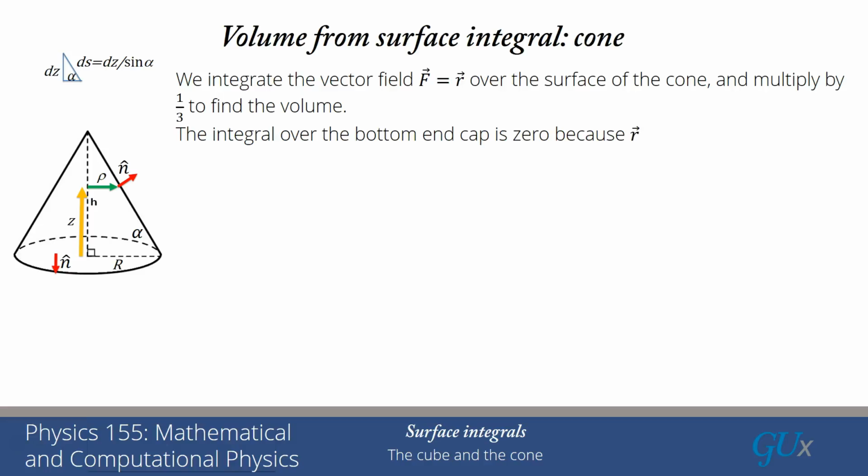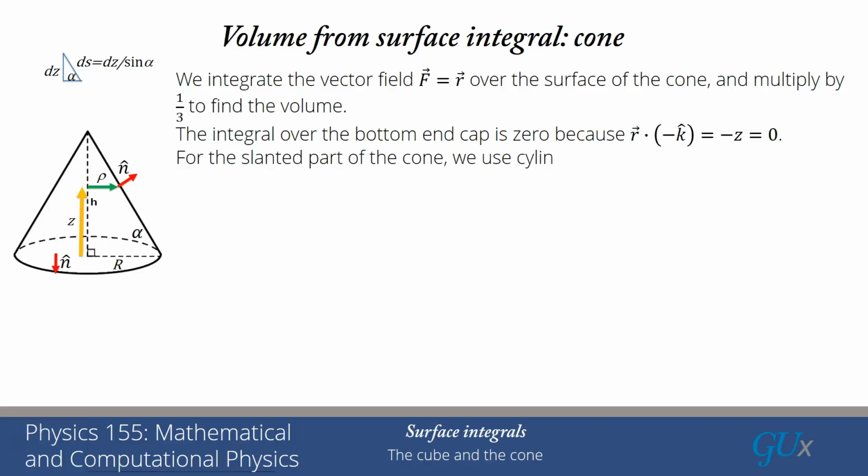So let's focus first on the bottom end cap. There the normal vector is in the minus k direction, but because r dot minus k is equal to z, and z is equal to 0 on the bottom surface of this cone, that integral is going to be 0 because z is equal to 0 there. So the integrand will have a 0 multiplying something, and the 0 trumps everything, which gives me an overall 0 for the integral. So I'm only going to get a contribution from the slanted part of the cone, and now I have to integrate over that slanted surface.